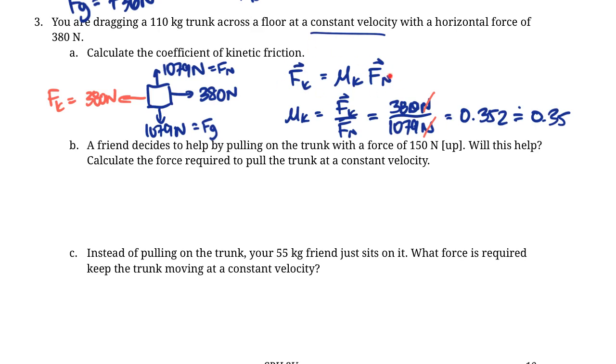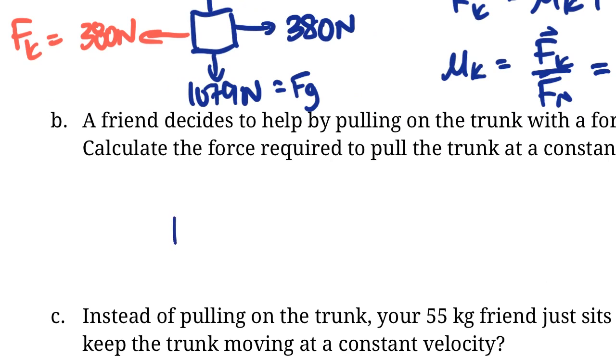We know it's the normal force. The normal force is directly proportional to the friction force. So what happens to the normal force in this case? Let's draw a free body diagram. We're going to assume everything else stays the same, so the mass of the box stays the same. Our force of gravity doesn't change at 1079 newtons, right?